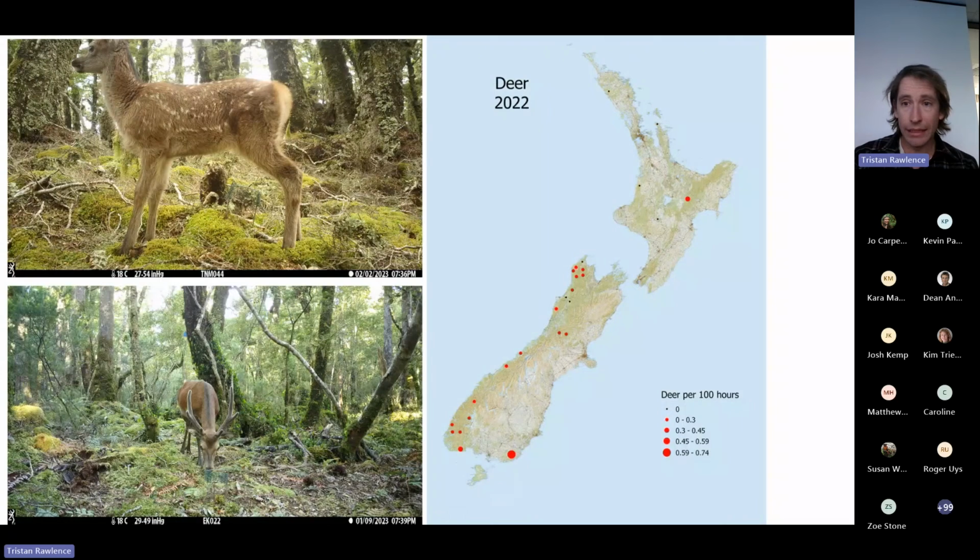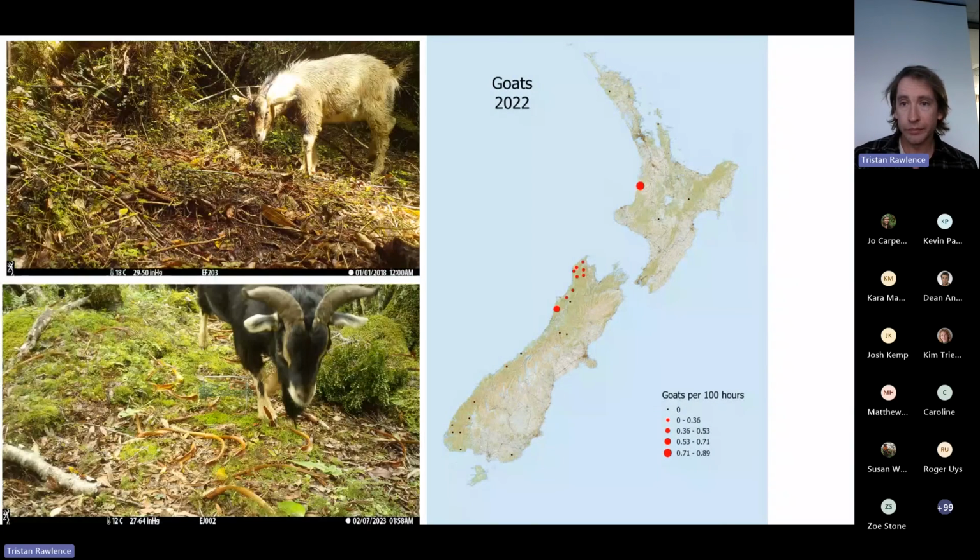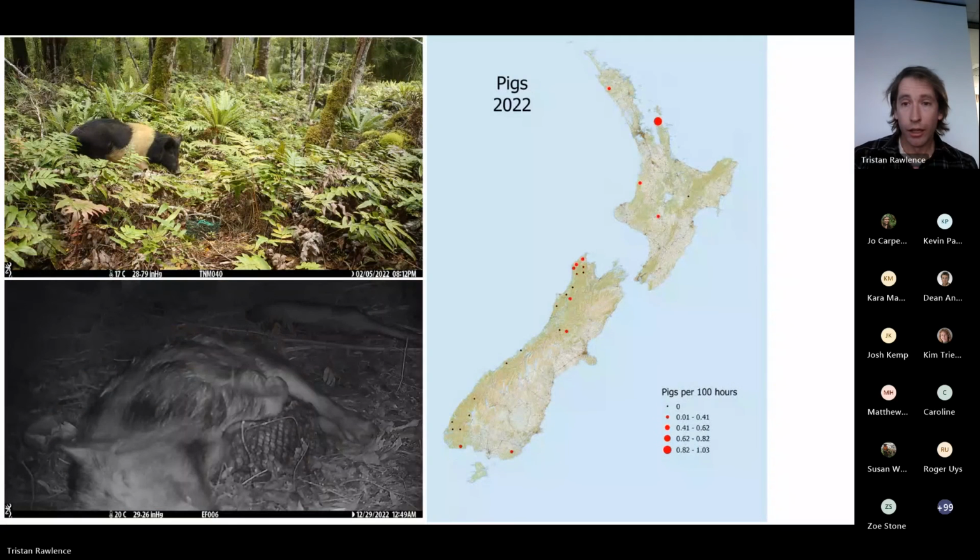We get things like deer, goats, and pigs. And I also wish I had prepared a slide on the other hogs now too, but I hadn't done it, so sorry about that. This pig here is quite cute. He decided to have a sleep next to the bait.